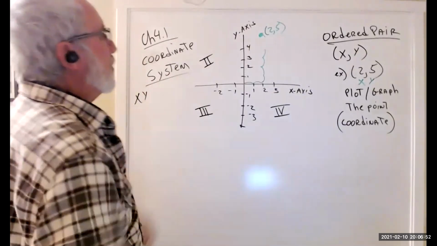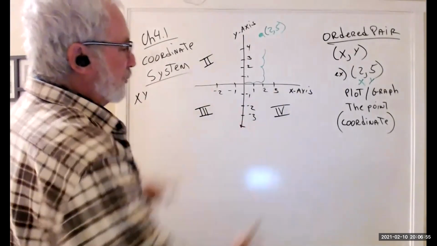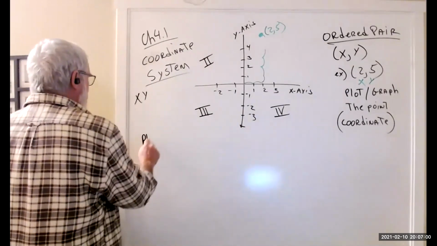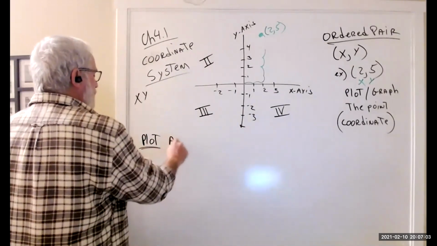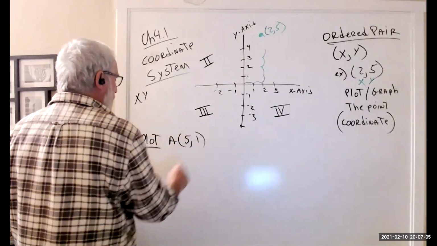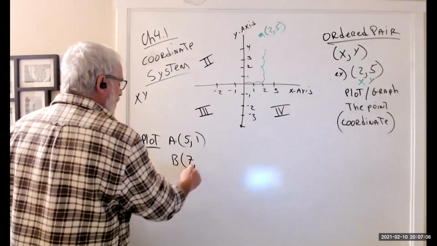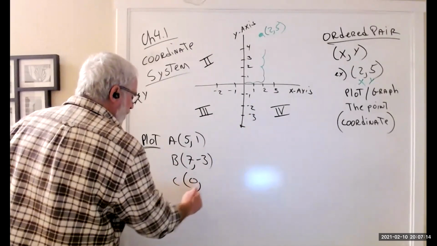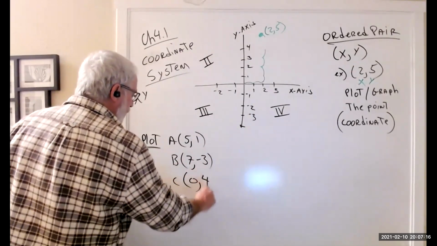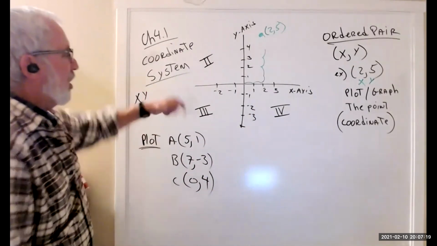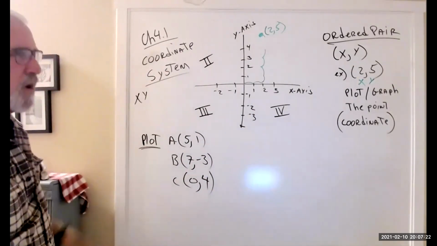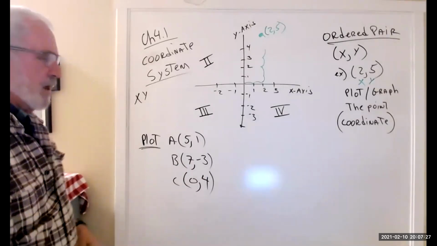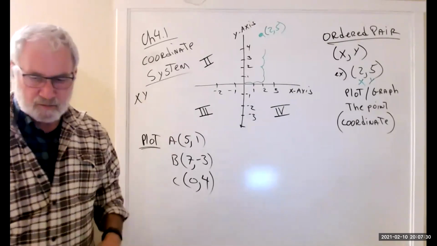Okay, so a lot of the homework on this first section is going to ask you to plot these points. A might be 5, 1. B might be 7, -3. C might be 0, 4. So take a second on your own graph, roughly plot those. I'm not looking for perfection, guys. Put those on your graph and label them with A's, B's, or C's.